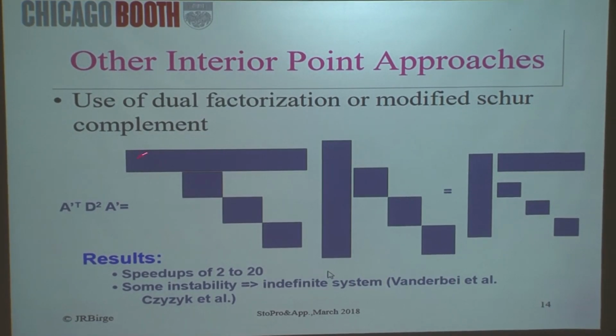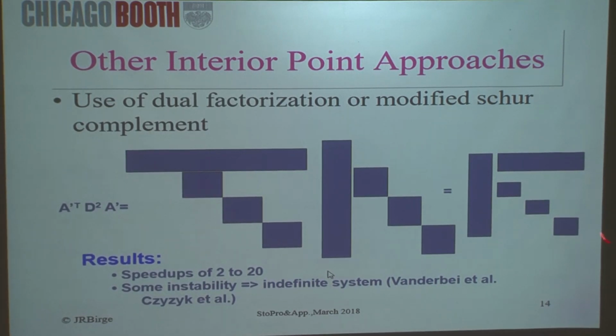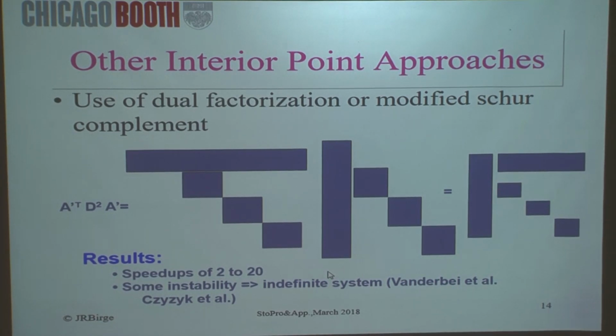So what's nice is when I do it the other way, then I don't get the fill-in. I only get fill-in on the top. So I only get a little bit of the fill-in. Most of the sparsity is preserved. So almost all the sparsity is preserved when you do it this way.